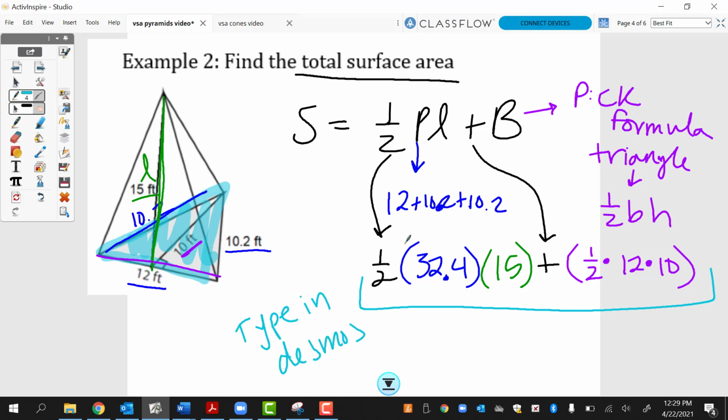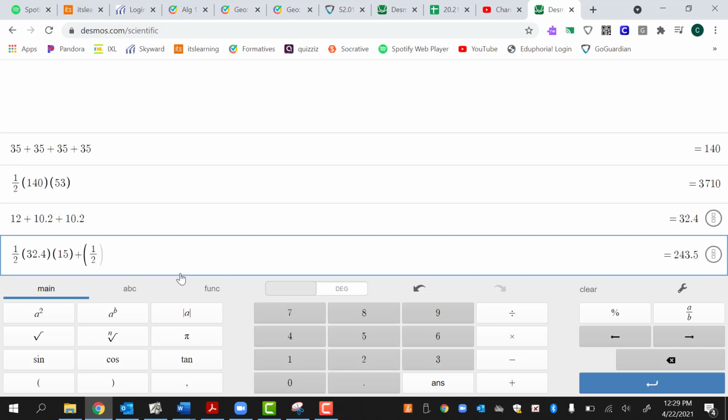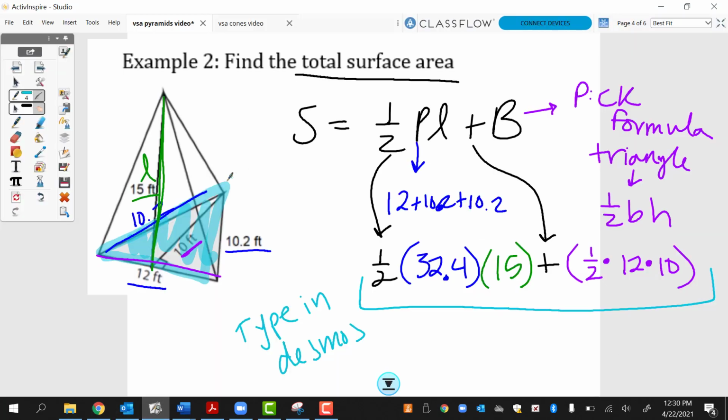Now I can type it all in decimals, all at the same time. Okay, so here we go. Can I remember all these numbers? Probably not. Here we go. 1/2 times 32.4 times 15 plus 1/2 times 12 times 10. Close parentheses. What did I get? 303. Okay, you just type it all in at once, and it makes life easy for you.